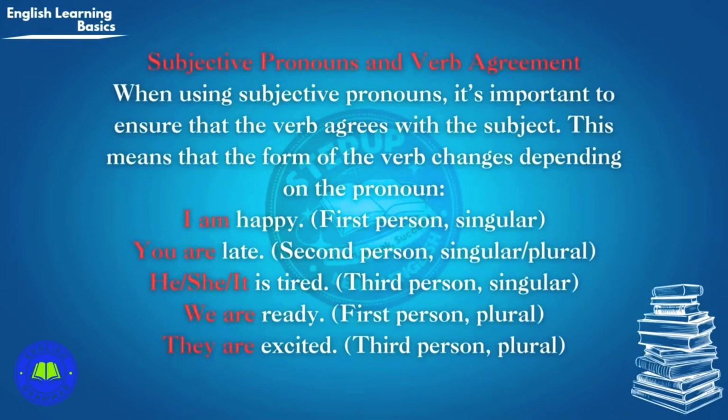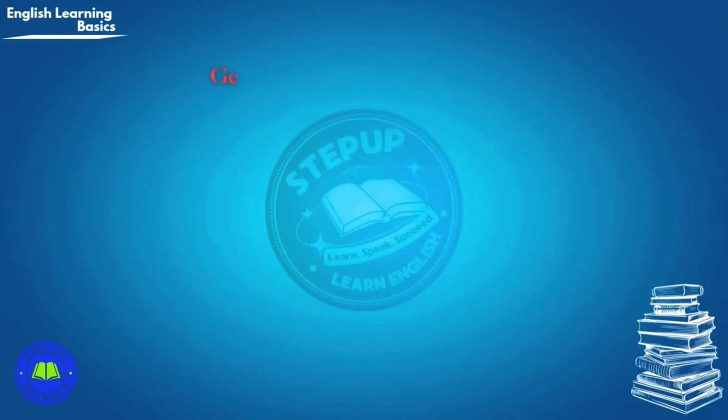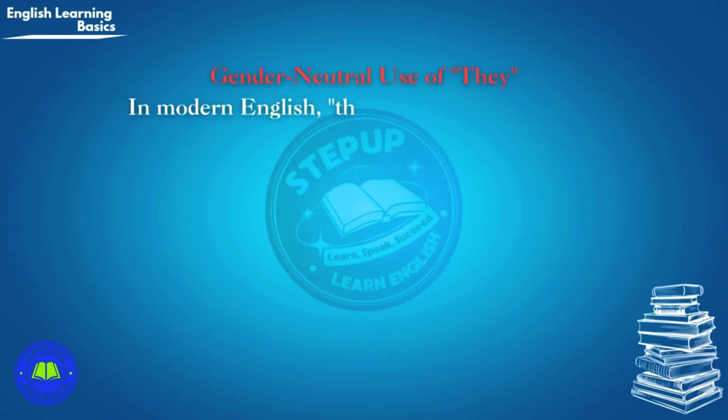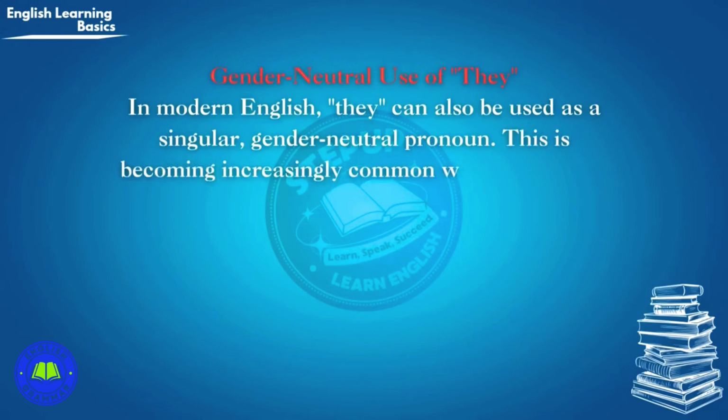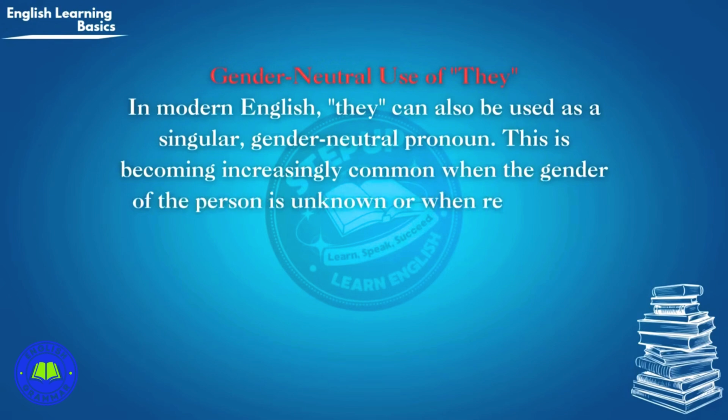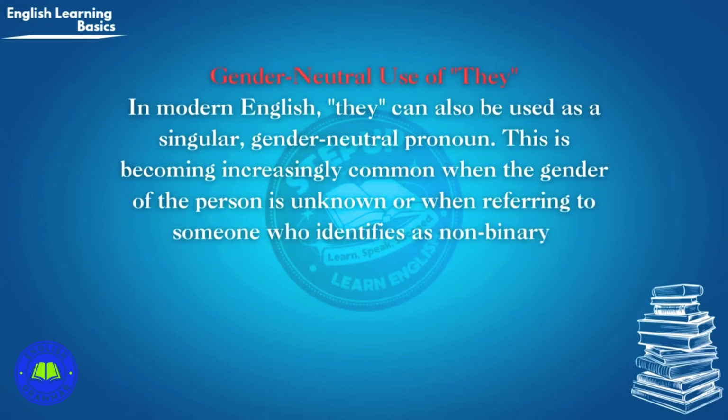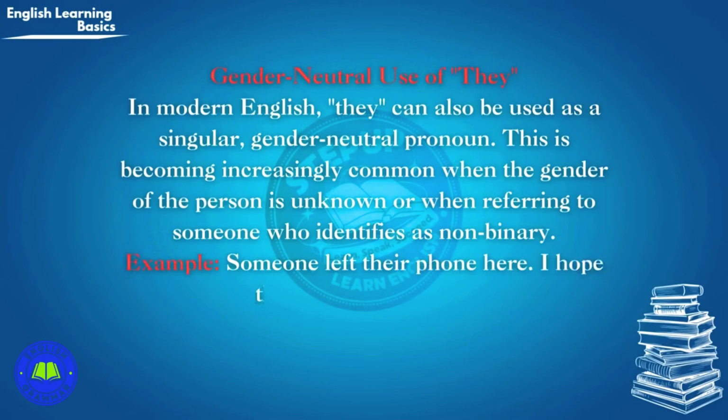Gender-neutral use of they. In modern English, they can also be used as a singular, gender-neutral pronoun. This is becoming increasingly common when the gender of the person is unknown or when referring to someone who identifies as non-binary. Example: Someone left their phone here. I hope they come back for it.